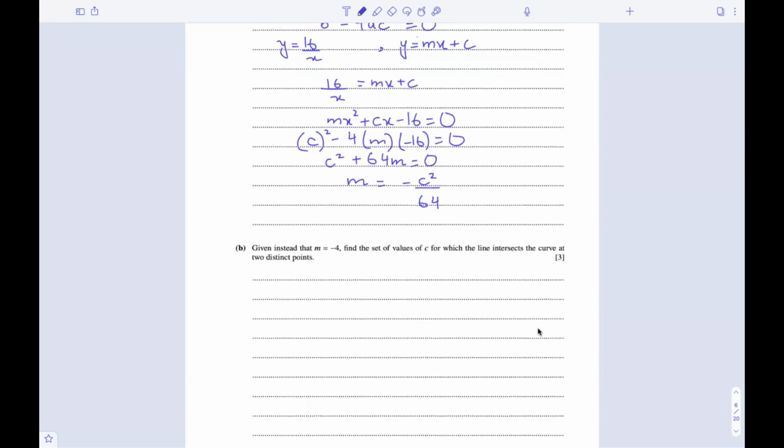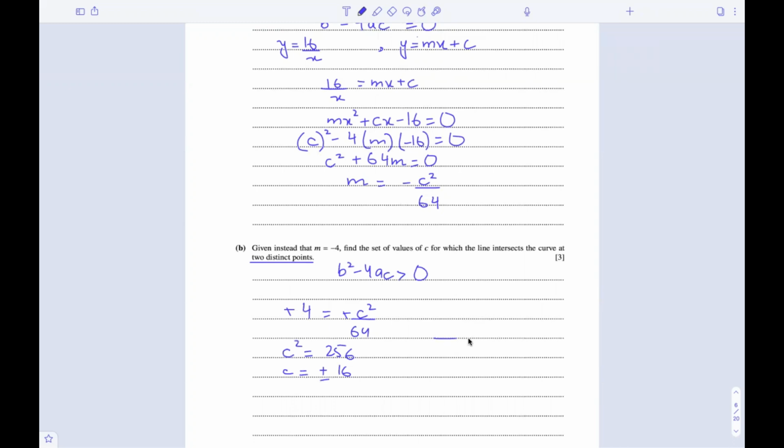In part B, we have that the value of m is equal to minus 4. Find the set of values of c for which the line intersects the curve at two distinct points. Now, in this case, we know that b squared minus 4ac should be greater than 0 if it is intersecting at two distinct points. So m equals minus 4. We can say minus 4 equals minus c squared upon 64. The negative signs cancel out, so we have c squared equals 256, or c equals plus minus 16.